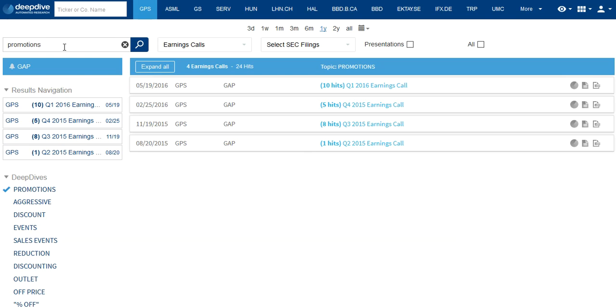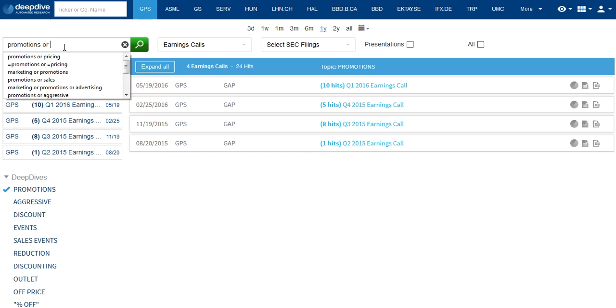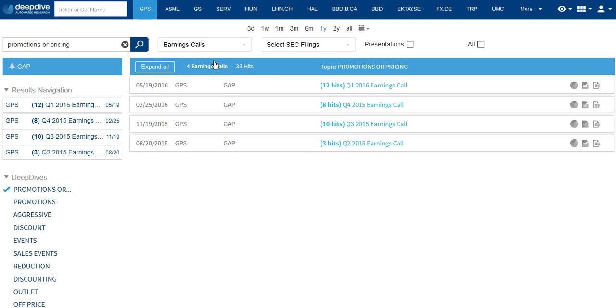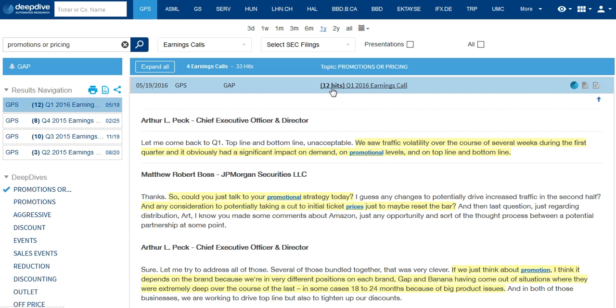I could broaden my search to include pricing by using the OR expression between the two words to get a broader sense of the impact this may have on sales and margins. You can see now that I've returned 33 hits by including the term pricing. You'll notice from the above that our search for promotions and pricing return not only those words, but also words like promotional and prices that use the root word of our search terms. Including root words can help you gain additional clarity on your search subject.